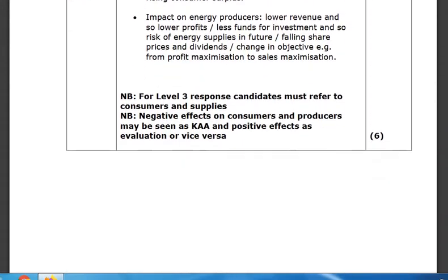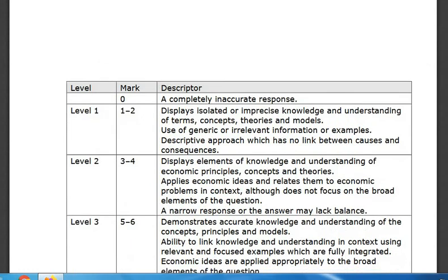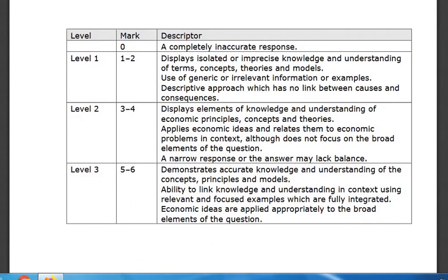It's marked according to a levels of response mark scheme. So again, it's very similar to the other one, similar words. So if you don't know much stuff and it's all a bit kind of vague and unapplied, you're in level 1. If it's a little bit better than that, you're in level 2.